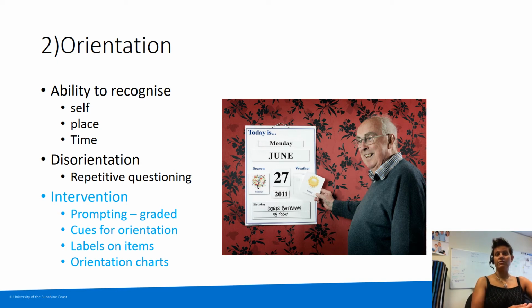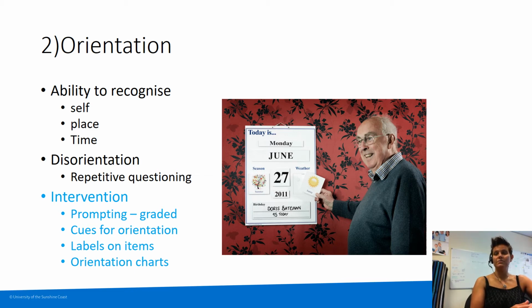And this is great. So if someone is recovering or getting better, you might decrease the amount of prompting, but if they're not, you might increase the amount of prompting. You provide as many cues for your orientation as possible. Like, for example, in this photograph here, you have charts that tell you what time of the day it is, what the weather's like, who's on duty for the day if they're in a care facility.